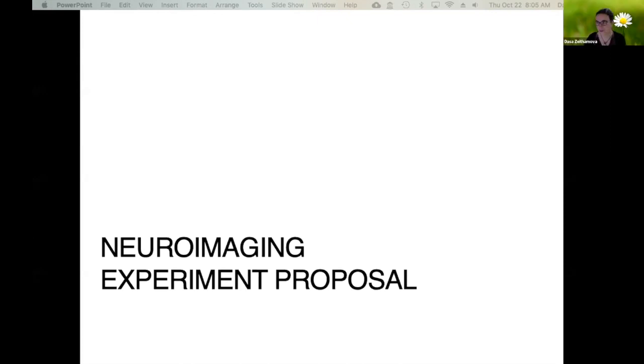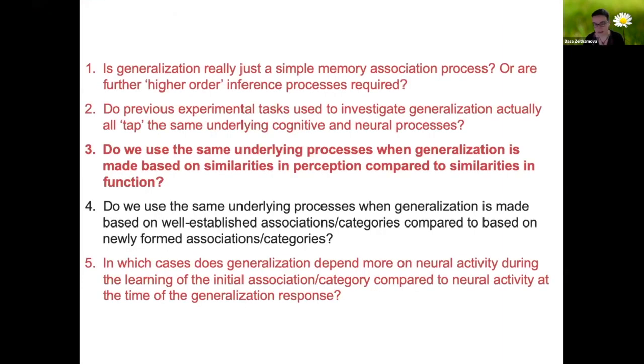So, to reconcile some of the discrepancies that we've seen, I would like to propose a couple of experiments. I'll try to be really quick with them. My neuroimaging proposal addresses almost all of the key questions that Aurelia and Jesse outlined in the beginning, especially whether generalization based on perceptual similarities is the same mechanism as the one based on function.